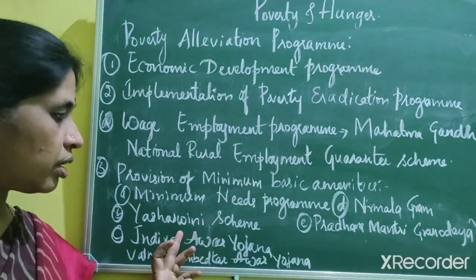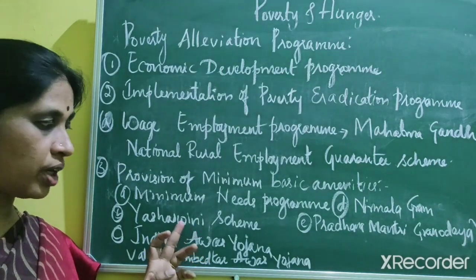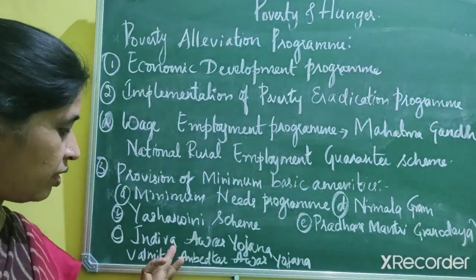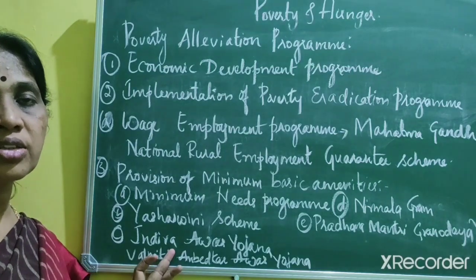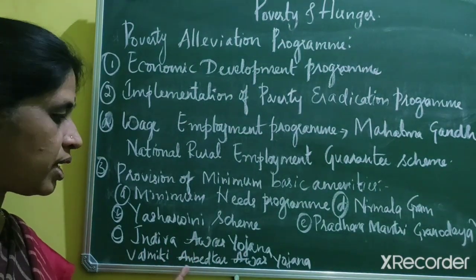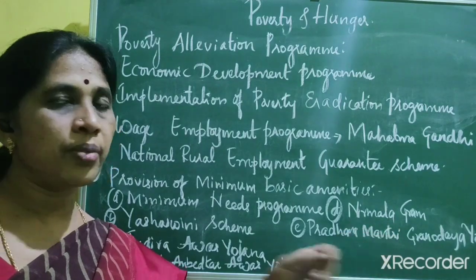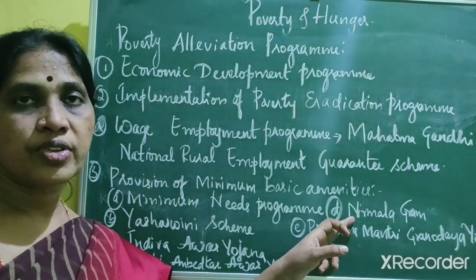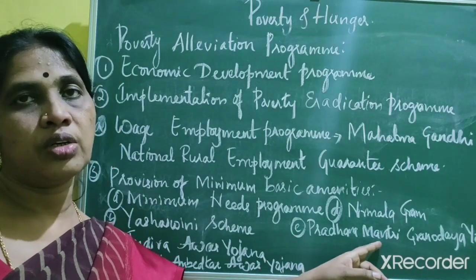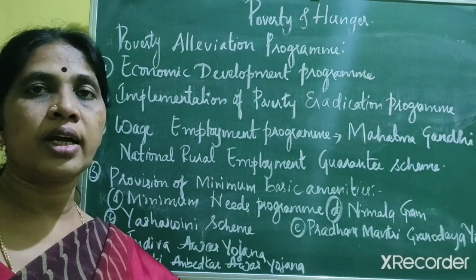The next important scheme is the Yashaswini scheme. You might all have heard about this. This is health insurance. Health insurance is also provided to the poor people, and it is known as the Yashaswini scheme. Even shelter is provided to the poor, that is, houses are provided under the schemes called Indira Awas Yojana and Valmiki Ambedkar Awas Yojana. Next, the Nirmala Grama Yojana, or Nirmala Grama program. Under this program, drinking water facilities and toilet facilities are provided to the people. Next we have the Pradhana Mantri Gramodaya Yojana. Under this program, the rural people are provided primary education, drinking water facility, rural lighting and other services.